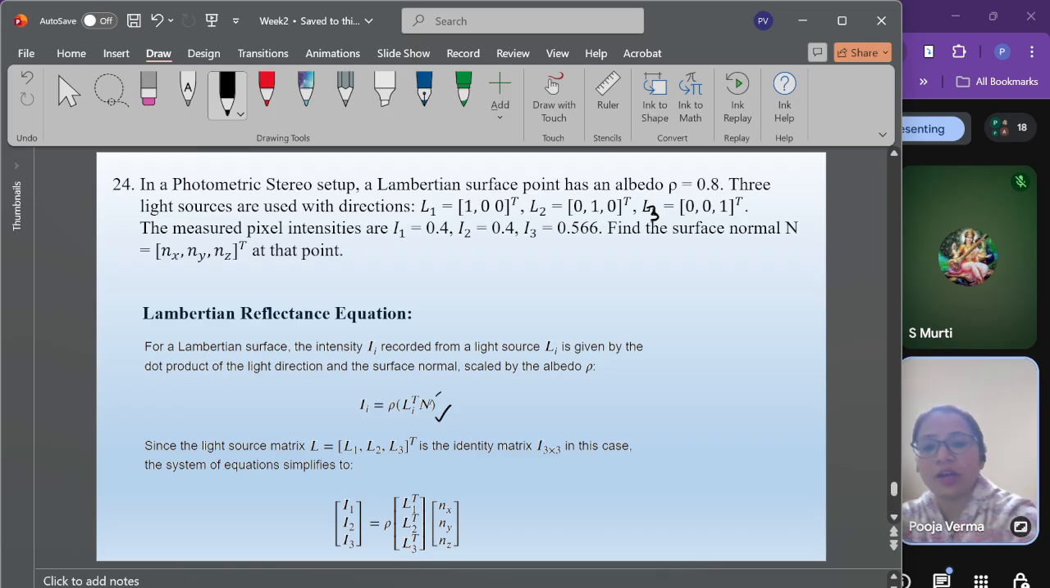So now we need to calculate nx, ny and nz for this one. All values are already given. Rho is given, that is 0.8. L1, L2, L3 are given. I is also given. For the three only, we have to calculate nx, ny, nz. This one is given, so now we can calculate this one, right?